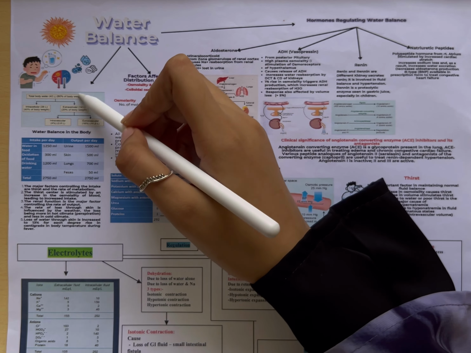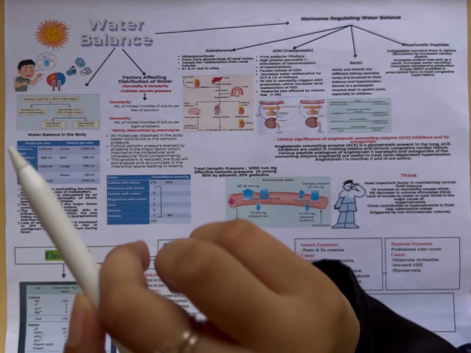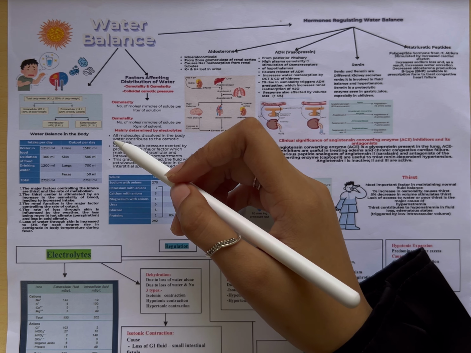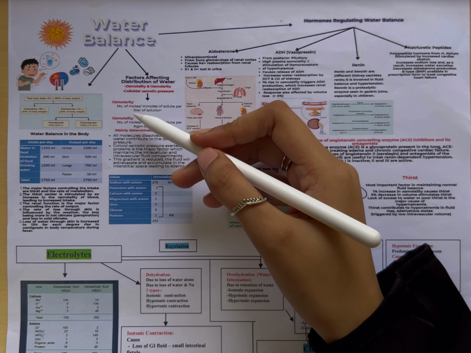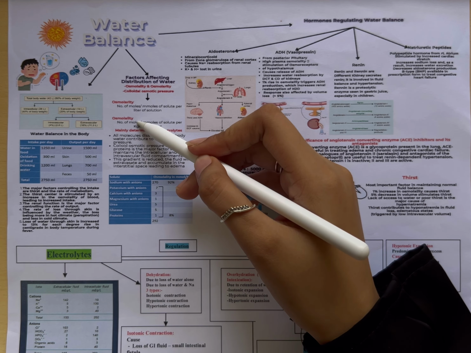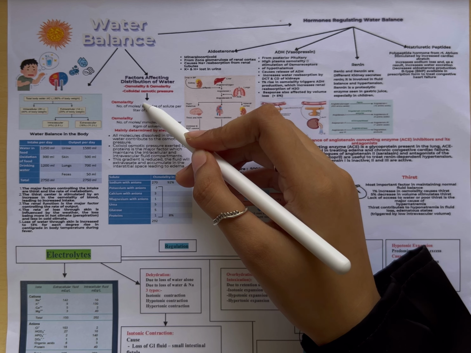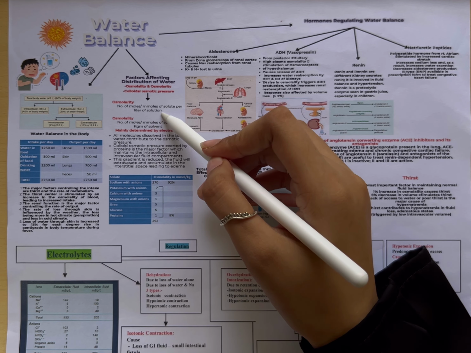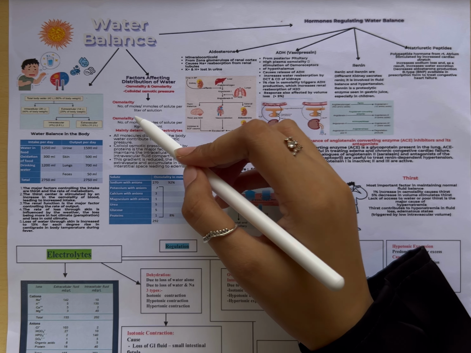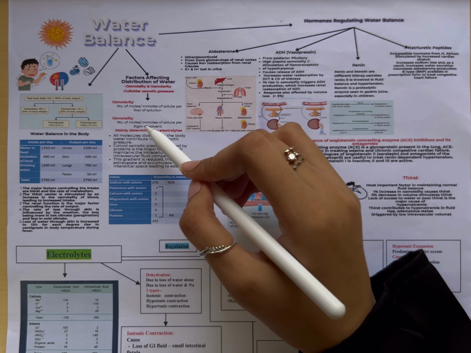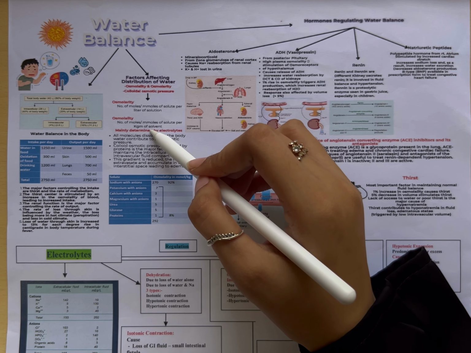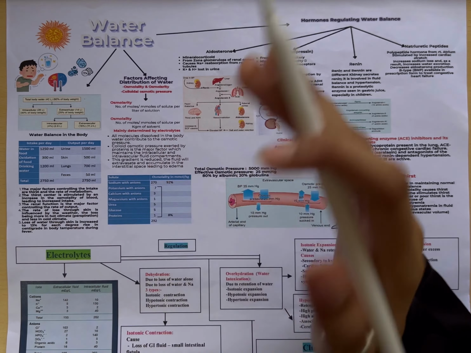Water makes up about 60% of the total body weight, playing a very important role in cellular functions. Let's try to understand the difference between osmolarity and osmolality. Osmolarity is the solute concentration in 1 liter of solution, whereas osmolality is the solute concentration in 1 kilogram of solvent. So both of these help in maintaining the balance of fluids across the cell membranes.